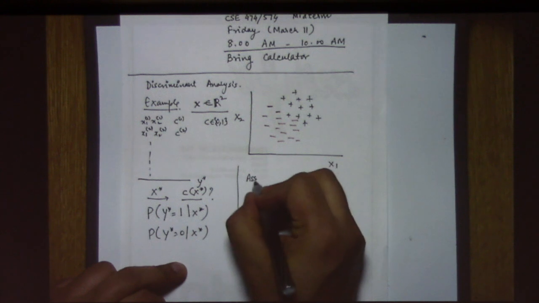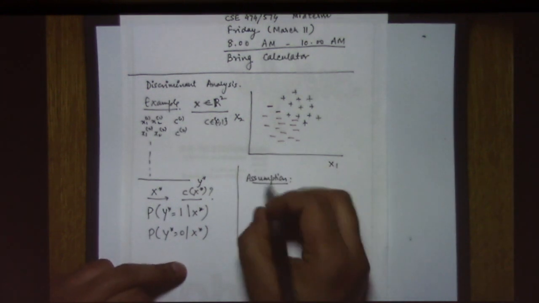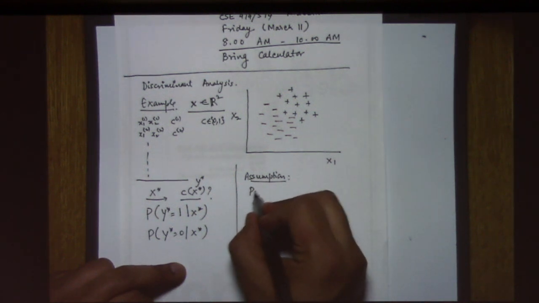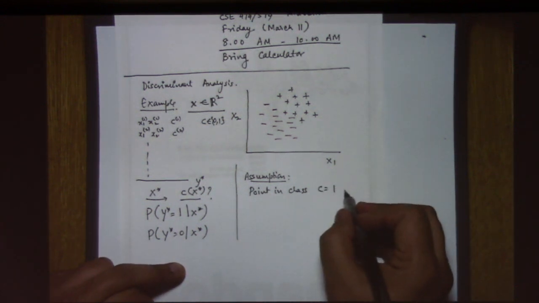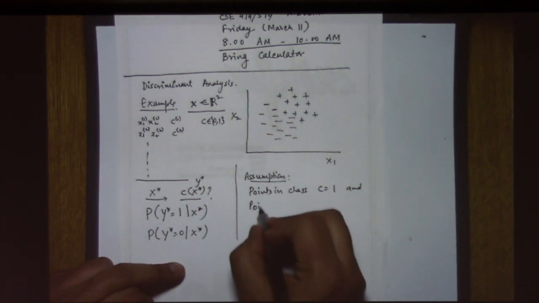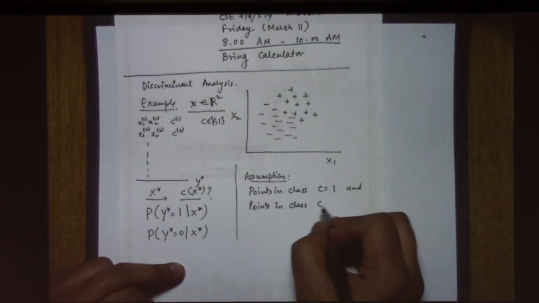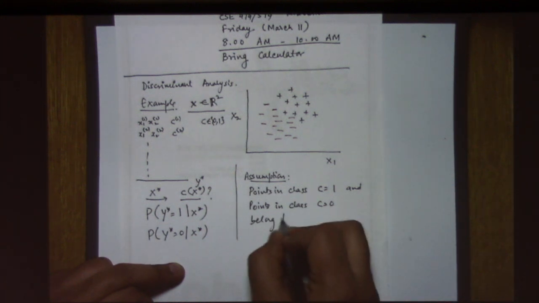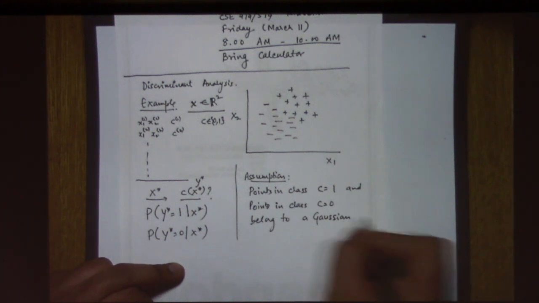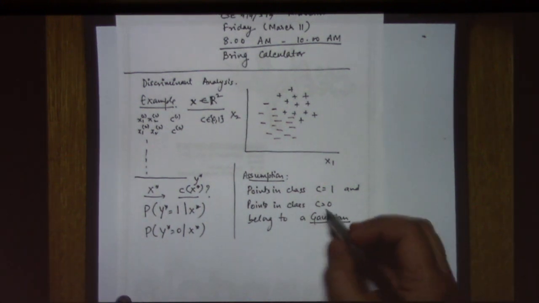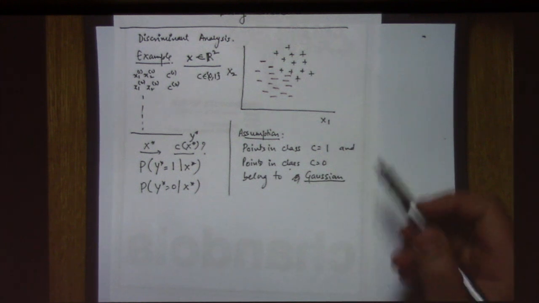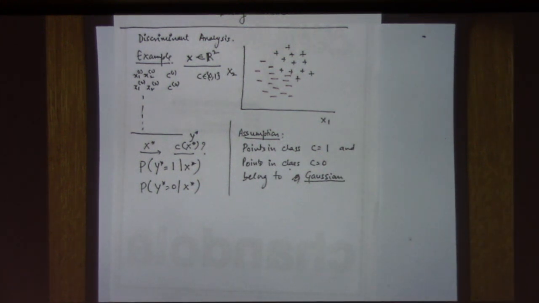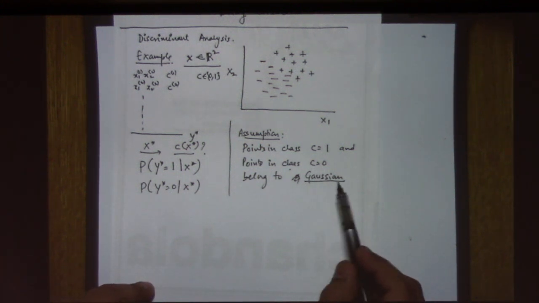So remember that the assumption, or the inductive bias, is that points in class C equal to 1 and points in class C equal to 0 belong to a Gaussian distribution. Two different Gaussian distributions, not the same Gaussian distribution, of course. Sometimes when we talk about a univariate Gaussian distribution, when there is only one variable, we also refer to it as a normal distribution. So don't get confused if you see those two terms. But here we are going to talk about Gaussian distribution.